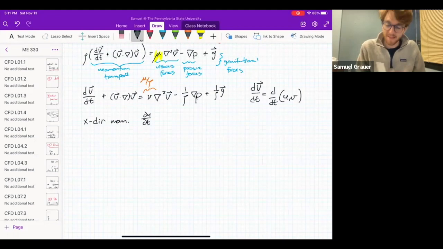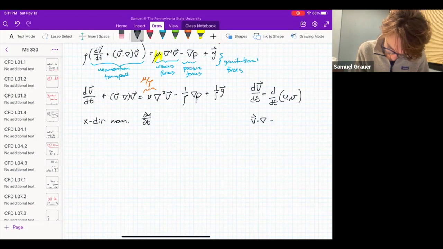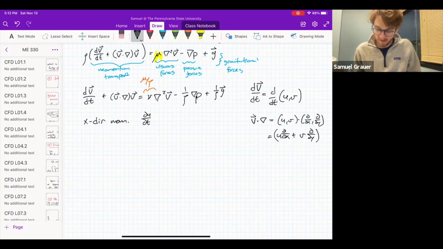For the next one, if we have v dot del, that is equivalent to u and v dot product with di x and di y. And that is going to be equal to u di x plus v di y. And that is an operator. So now that can be multiplied by a vector. So we multiply that to both components.